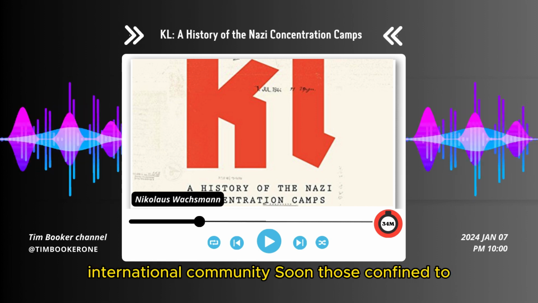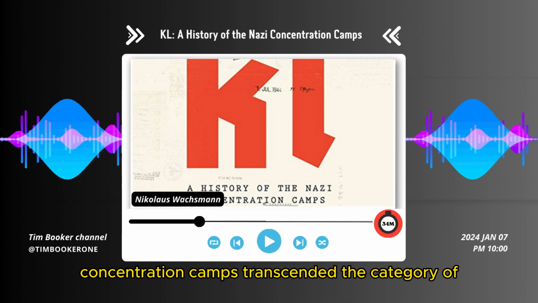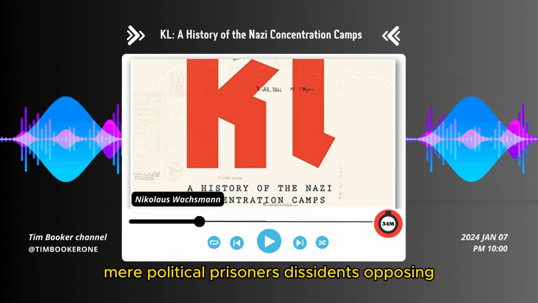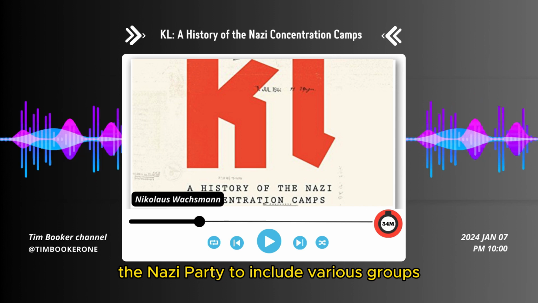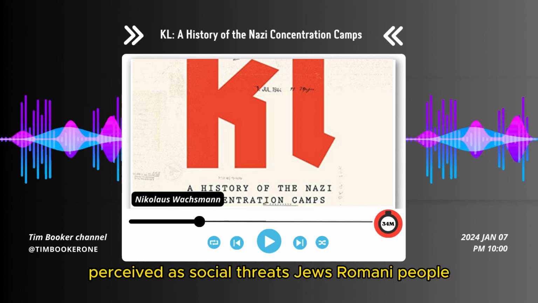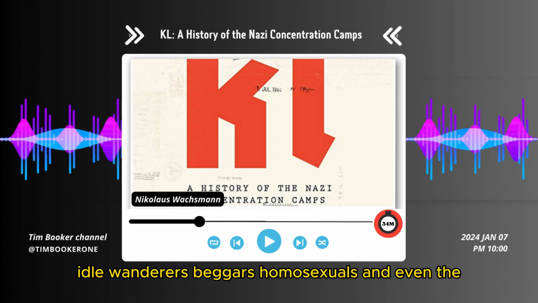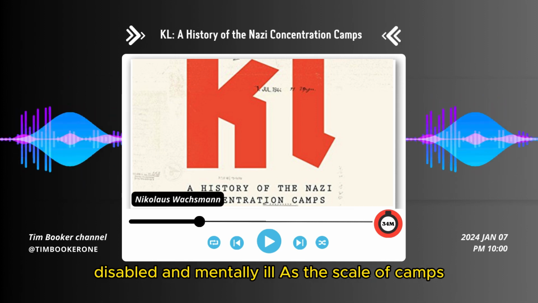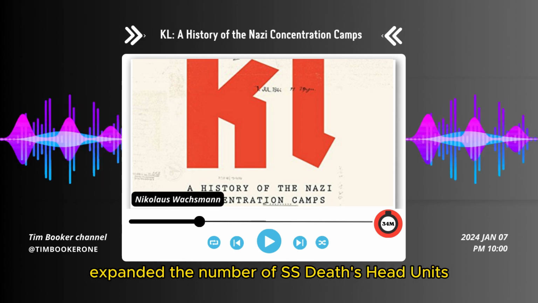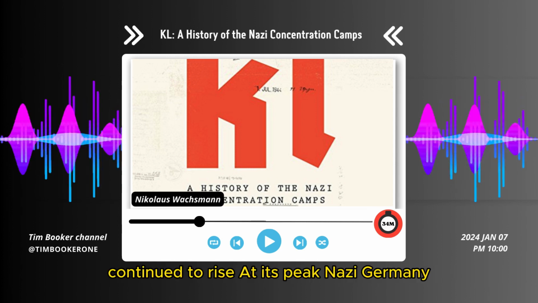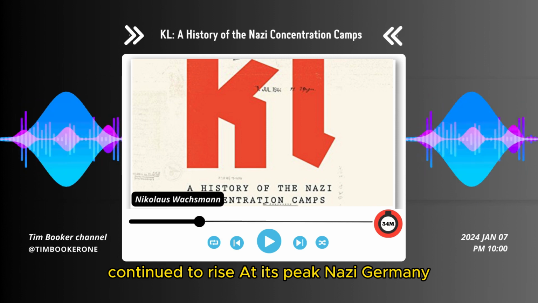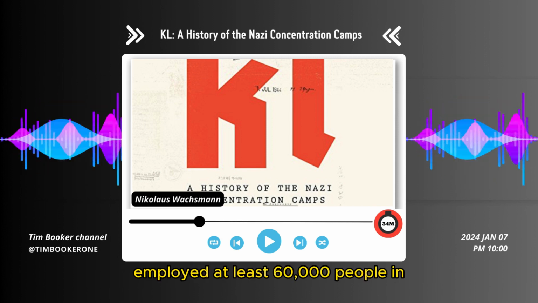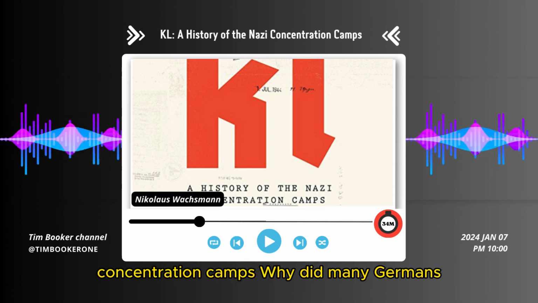Soon, those confined to concentration camps transcended the category of mere political prisoners, dissidents opposing the Nazi Party, to include various groups perceived as social threats: Jews, Romani people, idle wanderers, beggars, homosexuals, and even the disabled and mentally ill. As the scale of camps expanded, the number of SS Death's Head units continued to rise. At its peak, Nazi Germany employed at least 60,000 people in concentration camps.